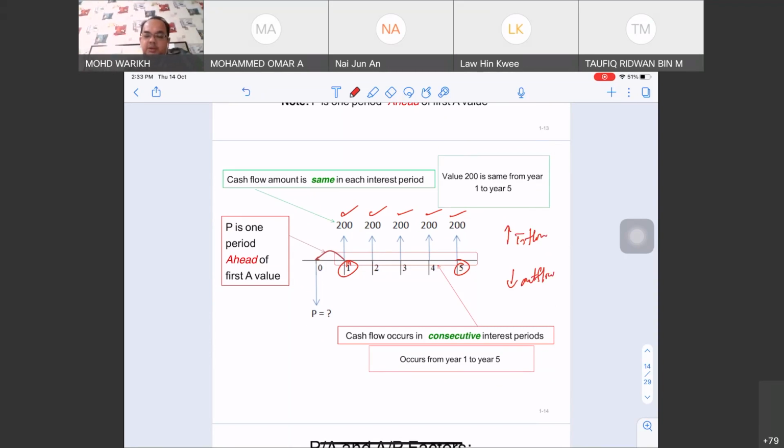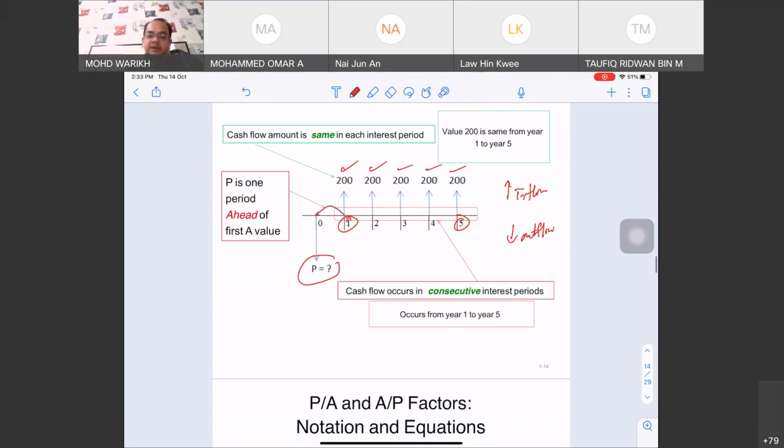Okay, this one you have to find P. This one is to find present. The number is 5.